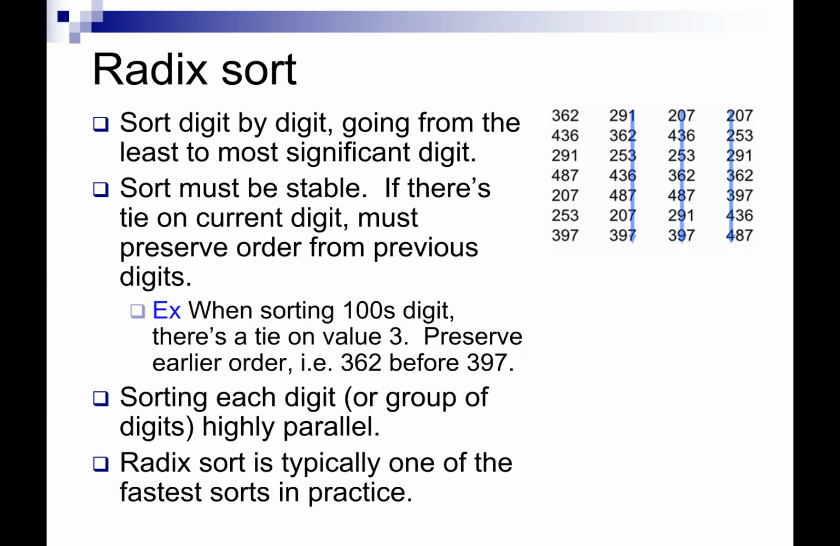I said this is a sequential sorting algorithm, but you can parallelize it. Basically, the reason is that when you sort on each digit, you can actually do this very efficiently in a parallel way, sorting digit by digit. And so this leads to the fact that radix sort is often one of the fastest sorts in practice, especially in the shared memory setting.